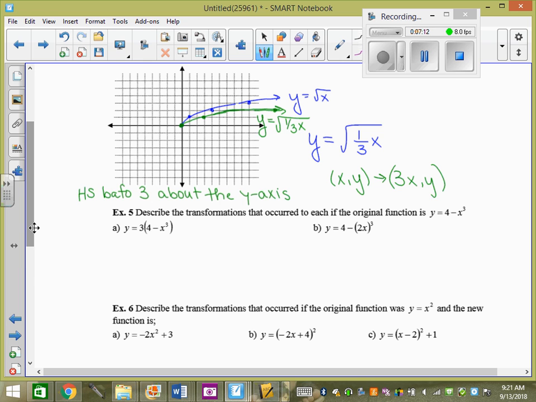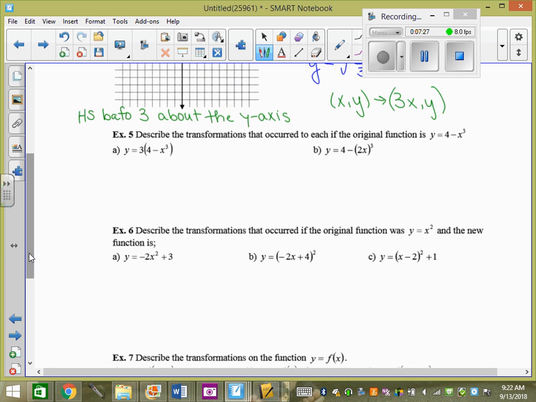Example 5, I want to see how you guys can do with example 5 and example 6. Do example 6b in pencil. Remember, you're basing it off of what was already there. So this is already there, right? So you're not going to say transformations on the 4 because it's already there. So try these ones out, see how you do.